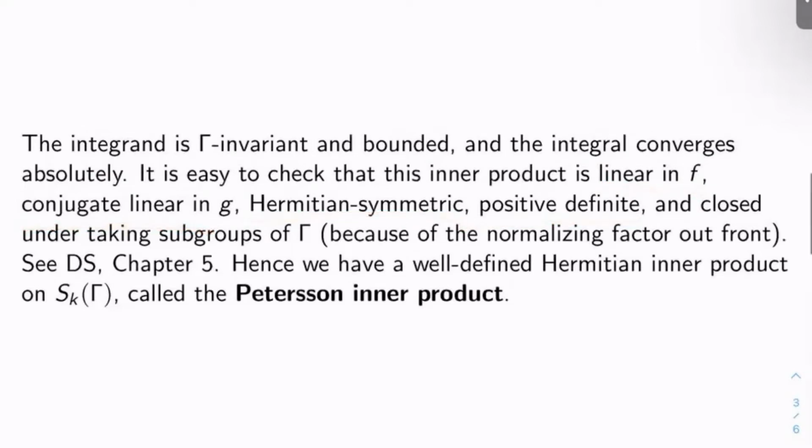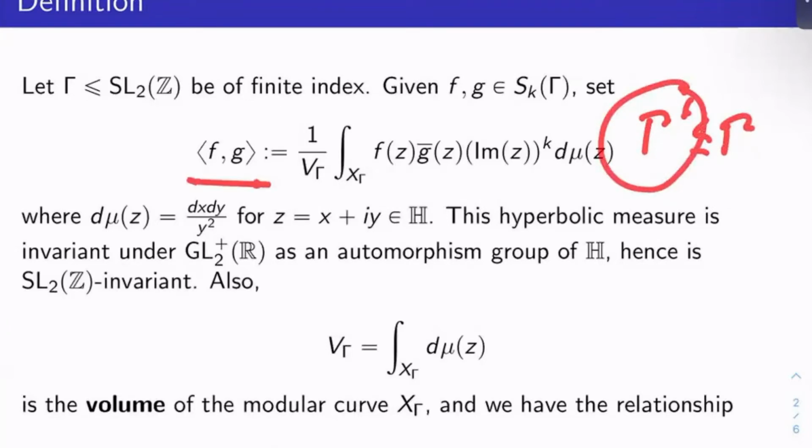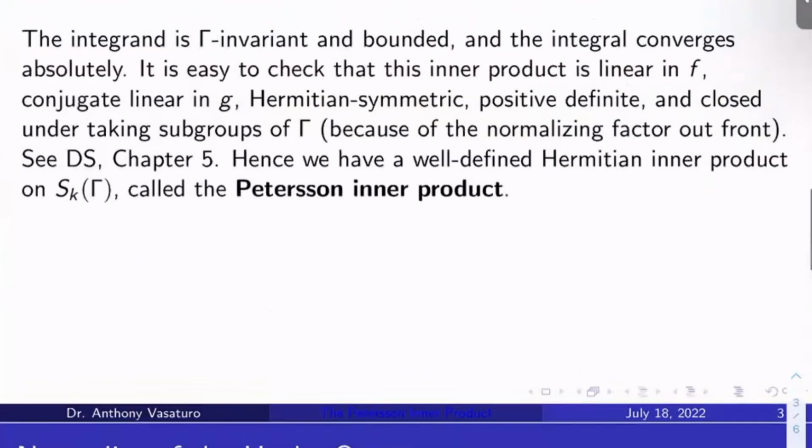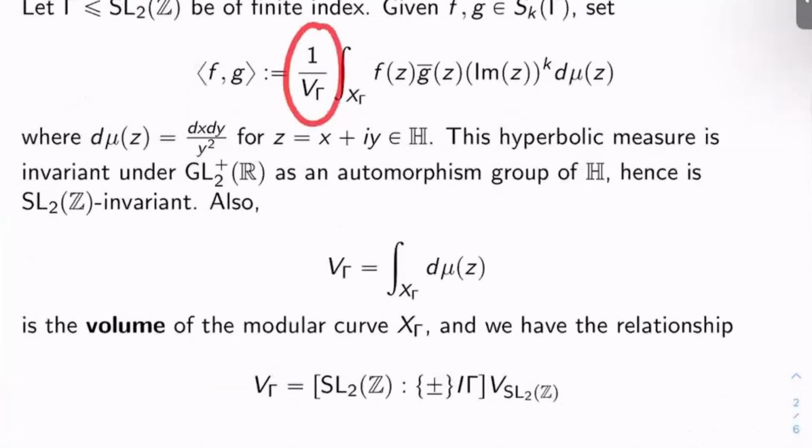But most importantly, you may have noticed this. If I take a subgroup gamma prime in gamma, such that F and G are also in S sub K of gamma prime, I better get the same inner product relative to gamma that I do relative to gamma prime. And that turns out to be true. So this inner product is closed under taking subgroups of gamma. And this is essentially because of the normalizing factor 1 over V sub gamma out front.